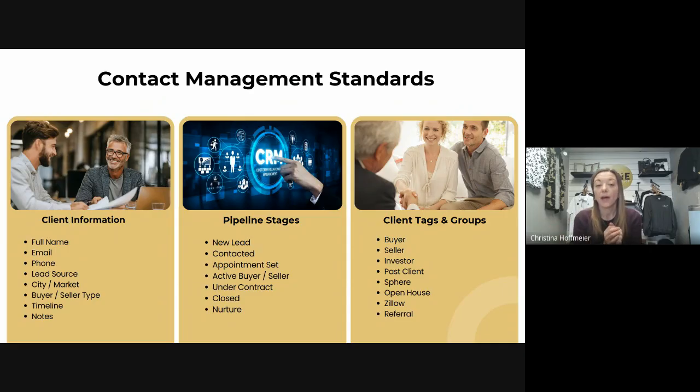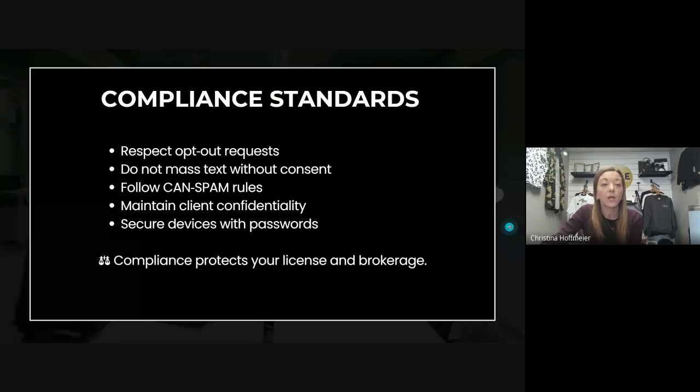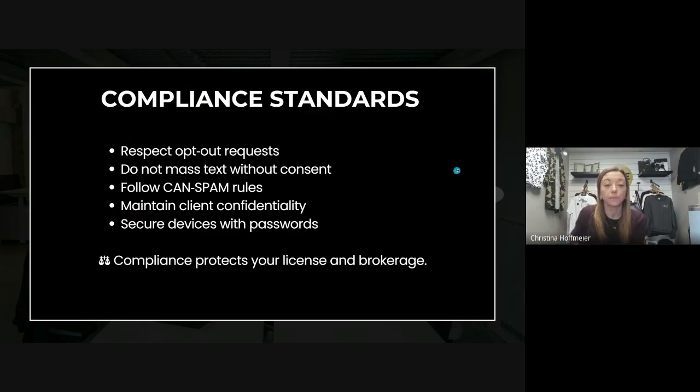Last thing that we're going to talk about is going to be your client tags and groups. So you have to group and tag your contacts within your CRM properly to understand how to market to them. So your CRM has to understand that. And some common tags are buyer, seller, investor, past client, sphere of influence, open house lead, Zillow lead, referral lead. The list goes on and on. And it's really up to your own business setup what types of client tags and groups there are. So let's look into it.